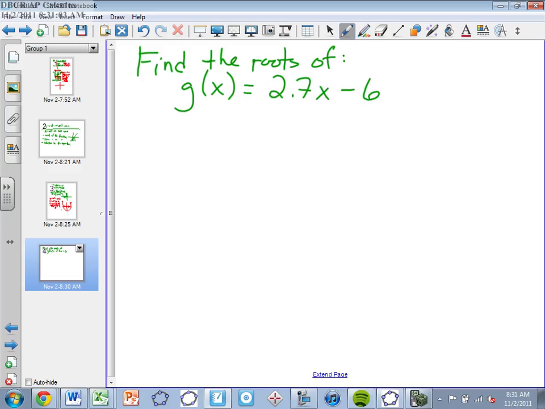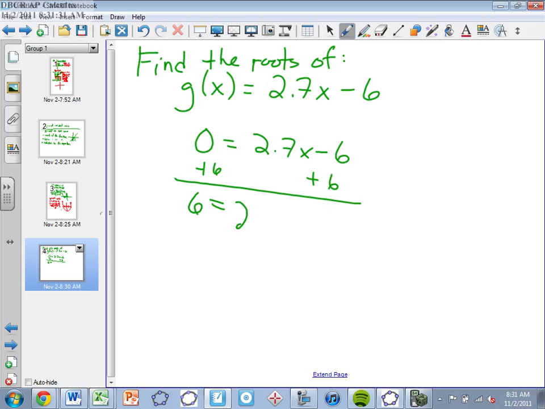So the roots being what again? X-intercepts. So what do I set equal to 0 here? Y. Well, there's no y. Good. G of x. Remember, that's our y value always. So start by saying this. Now with this one, it's not that tricky because I can move the 6 over and divide by 2.7. So add 6 to both sides. I'm going to have 6 equals 2.7x, divide by 2.7, divide by 2.7.